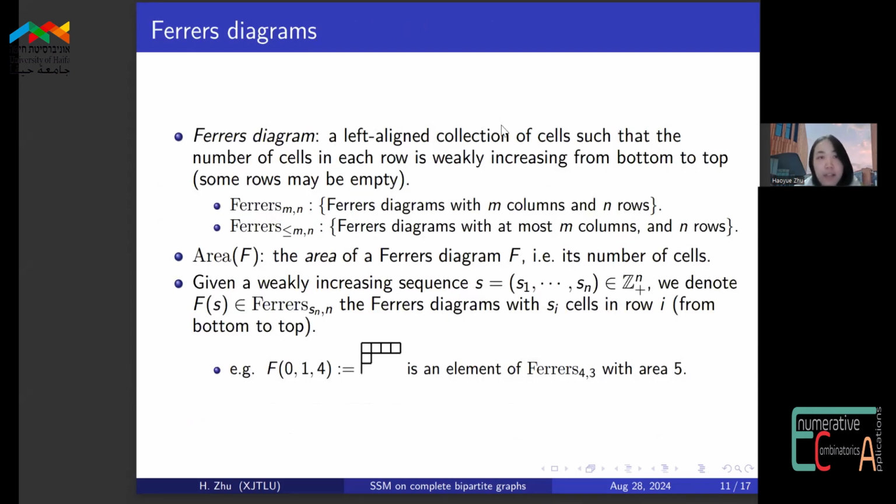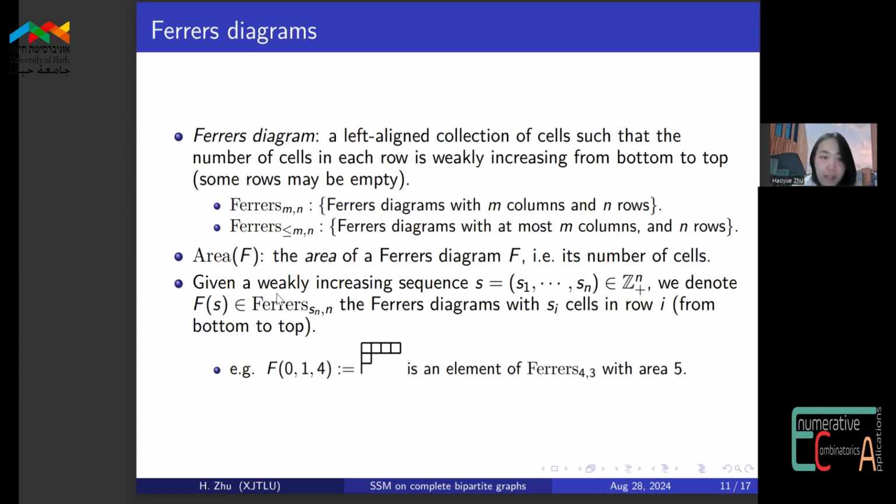This is one collection of cells, and then we put each row in increasing order from bottom to top. And then we have two categories. The first one is the set of all Ferrers diagrams with exactly m columns and n rows. The next one is the Ferrers diagrams that have at most m columns, but with the same n rows. We can also calculate the area of the Ferrers diagrams. This is equal to the number of all the cells.